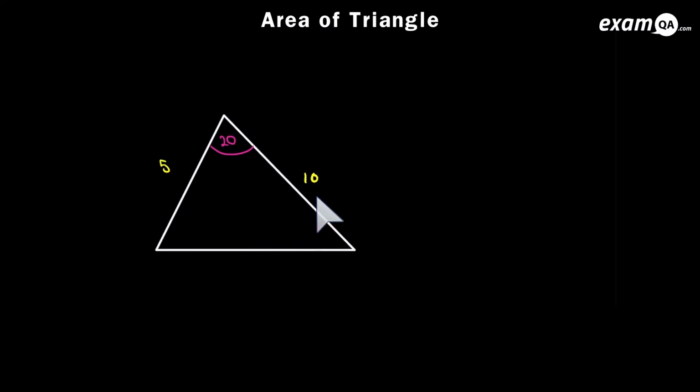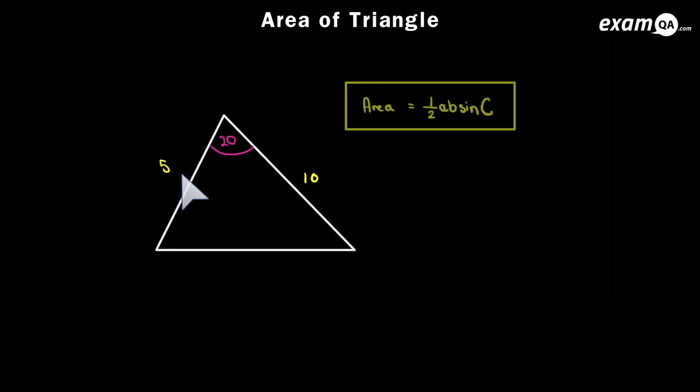It's got two sides and an angle. You can say side, angle, side to help you remember. And in this situation, you can work out the area of this triangle. So you need the angle and you need the two adjacent sides known to you. Okay, so we've got the formula here. Area equals half AB sine C.